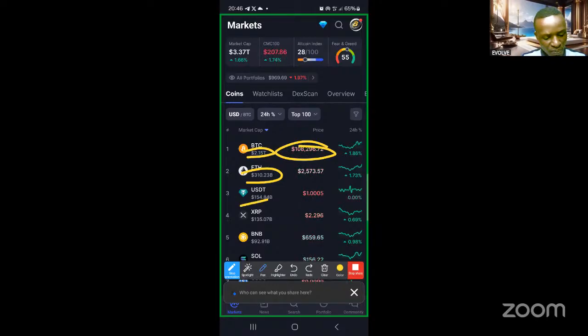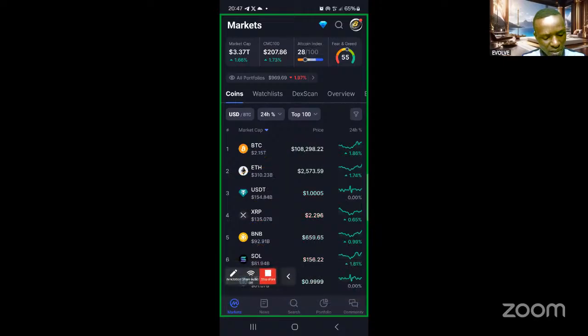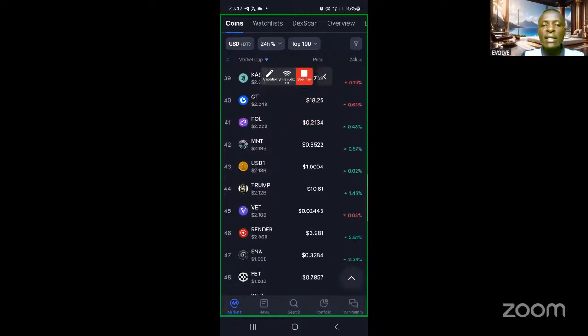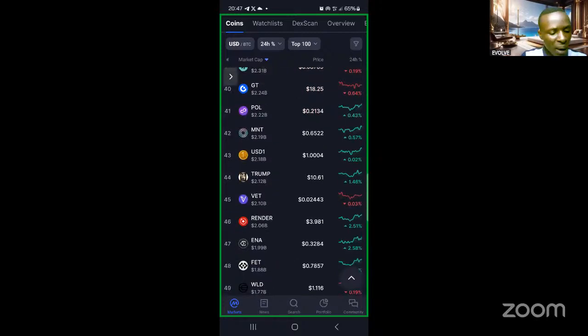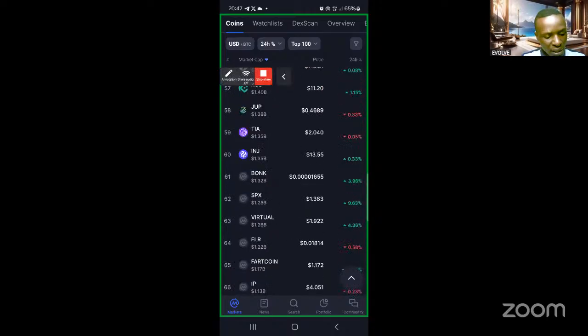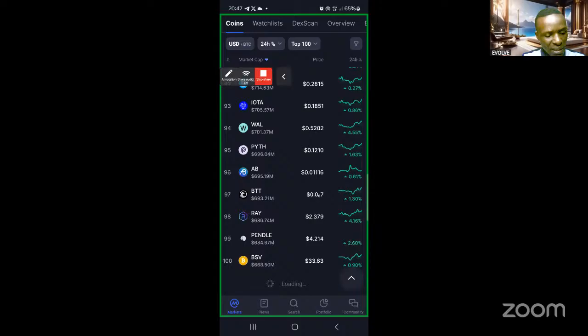Let's proceed. XRP, $135 billion. BNB sitting at $92 billion. So you see, the more we go down, the lower the market cap. Have you noticed that? Now we are talking about $2.1 billion, that is USD 1, we have VED at 2.1 billion. The more we go down, the lesser the market cap.